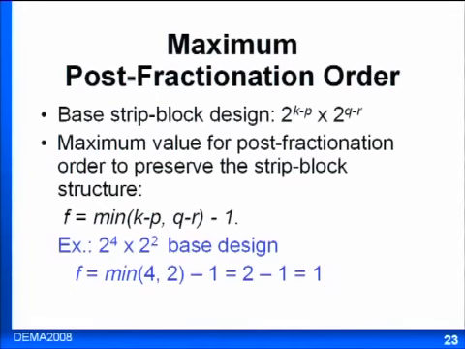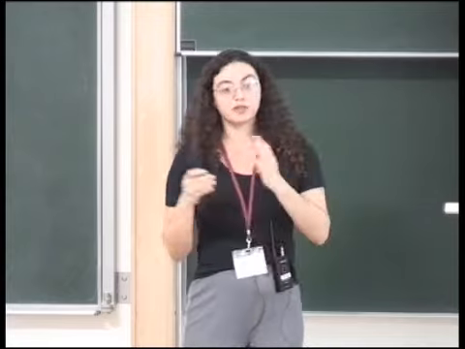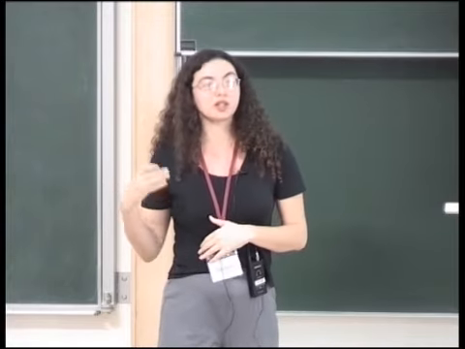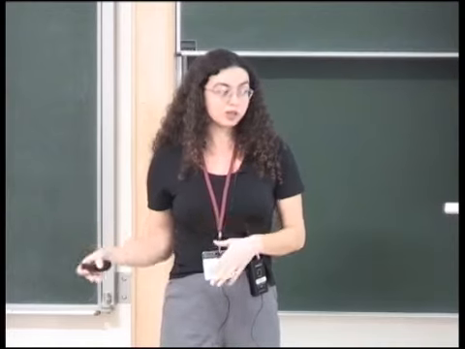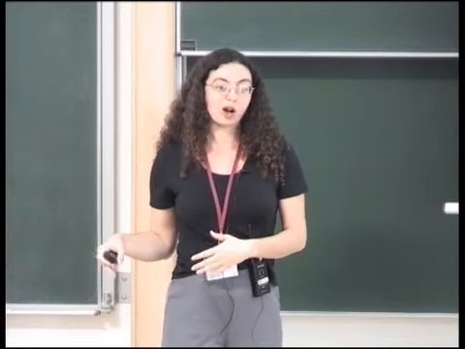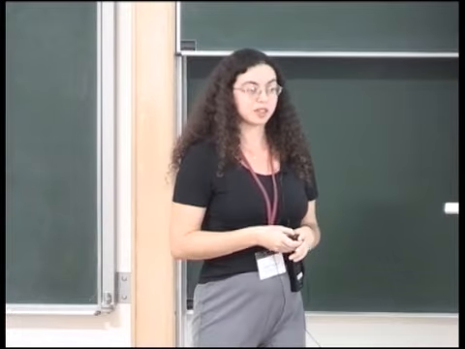If we are going from 64 to 32, we keep the strip block design structure. If you fractionate once more, going to a 16, we lose the strip block, but keep a split plot structure.